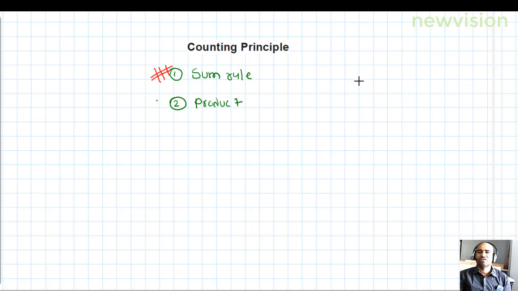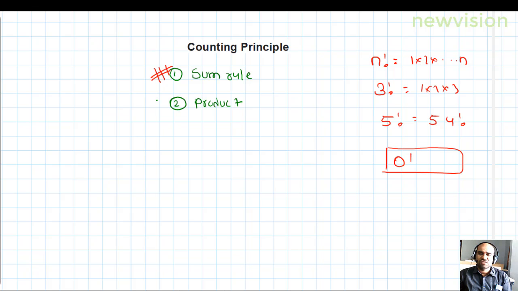Now I have explained the meaning of factorial. n factorial is the product of the first n natural numbers. 3 factorial is 1 into 2 into 3. 5 factorial is 1 into 2 into 3 into 4 into 5, or 5 into 4 factorial can also be written. But for mathematical convenience, 0 factorial is treated as 1.